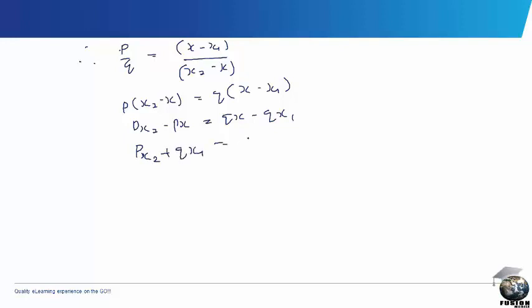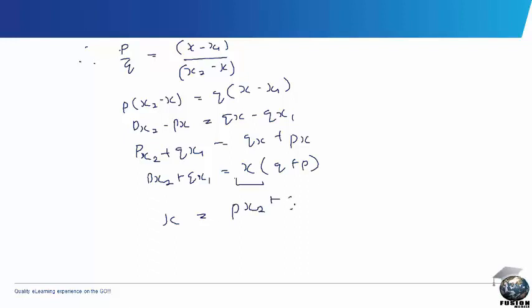Alright, and the signs without subscripts grouped together. Alright, and so from here we have that P of x2 plus Q of x1 is equal to x of Q plus P. Making x the subject of the formula, from this point we have that x is equal to P of x2 plus Q of x1, okay, divided by Q plus P. Alright, and so this gives us the ratio of internal division.